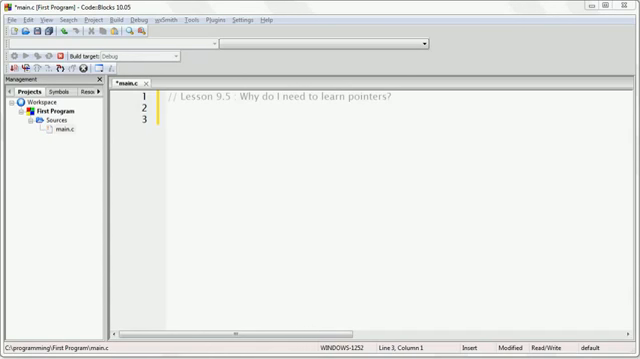If any aspect of these lessons on pointers is difficult for you, or if you're stuck, please let me know and I'll be glad to help you out.